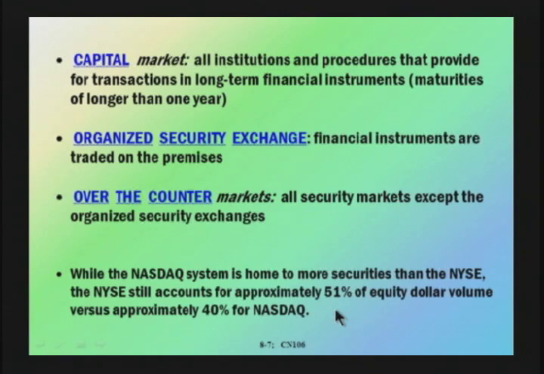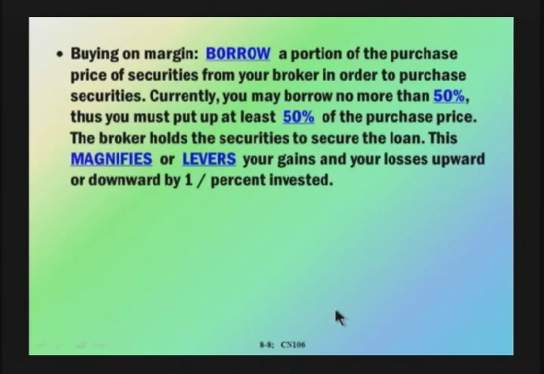volume against the NYSE. Now, a couple of things I think you should be familiar with that are not addressed in the textbook are the idea of buying on margin and short selling. When you buy on margin, you borrow a portion of the purchase price to purchase securities and you borrow from your broker. Your broker will let you borrow up to, but no more than, 50% of the purchase price of the securities, meaning that you must put up at least half of the purchase price.